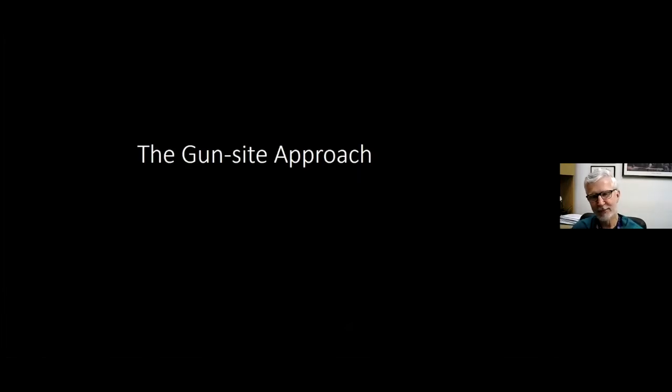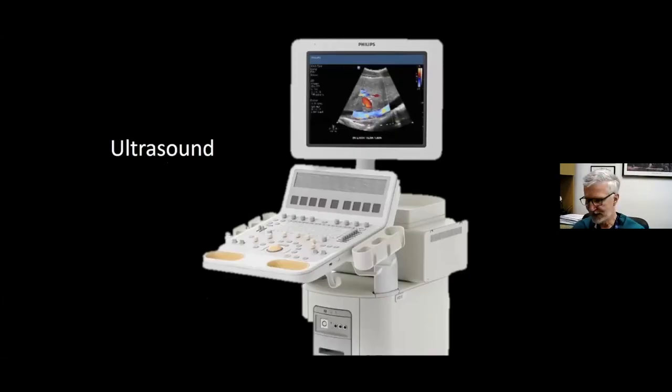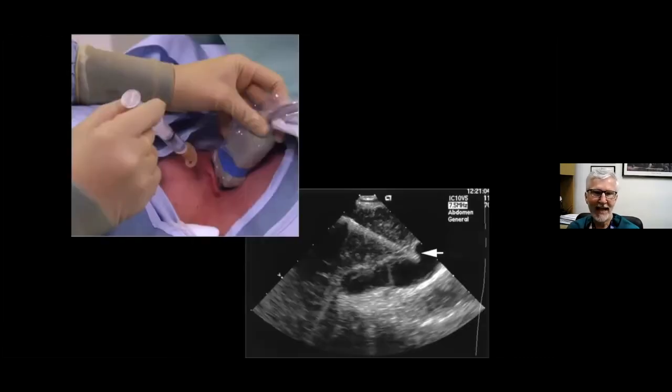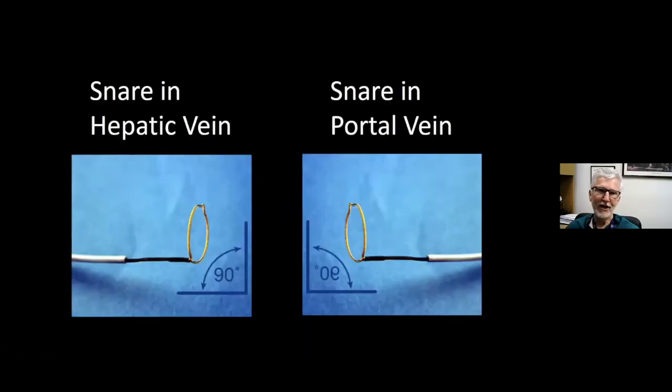Then there's the Gunsight approach. This is a technique I've used many times, and this was first described, like I said, in 1996 by Haskell and his colleagues. What you do is use ultrasound and find the portal venous system, get your needle into the portal venous system, and send a catheter into the portal vein. You're going to place a snare through that catheter in the portal venous system. You're going to have another snare in the hepatic vein, okay? And you're trying to connect these two structures, the hepatic vein and the portal vein.